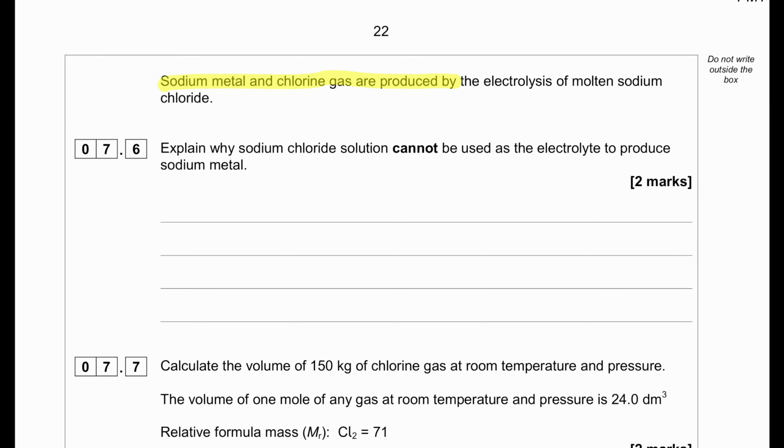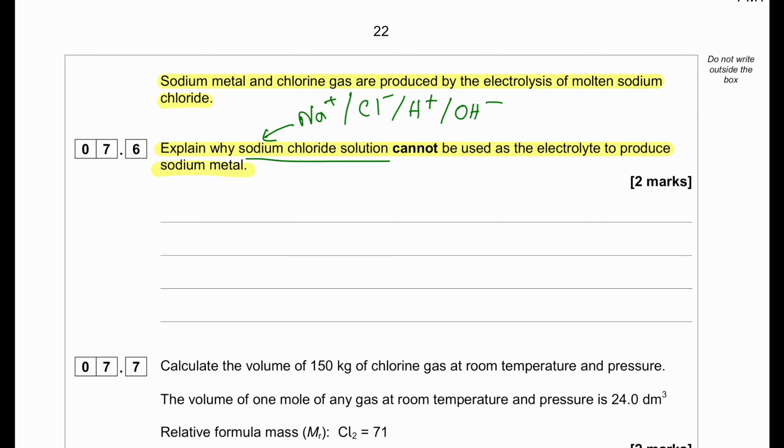Sodium metal and chlorine gas are produced by the electrolysis of molten sodium chloride. Explain why sodium chloride solution cannot be used as the electrolyte to produce sodium metal. Guys, in a sodium chloride solution, we have the ions present, sodium and chloride, and also because it is a solution, it contains hydrogen ion and hydroxide.